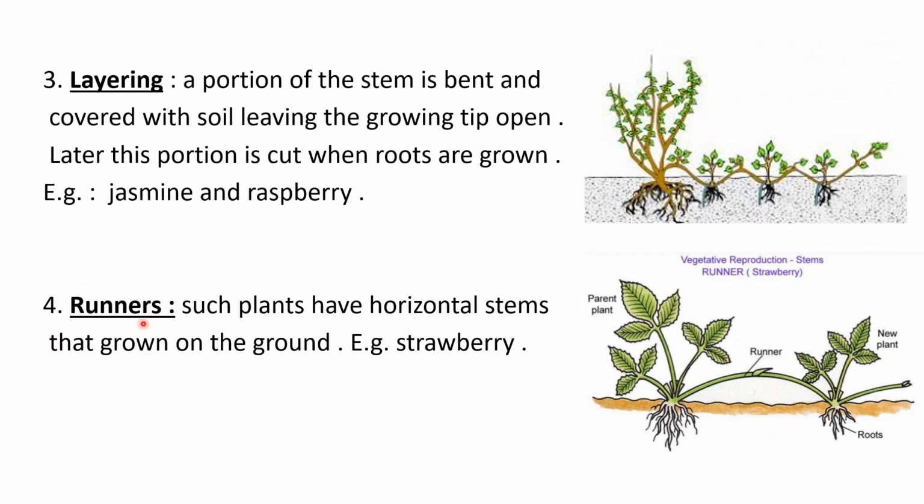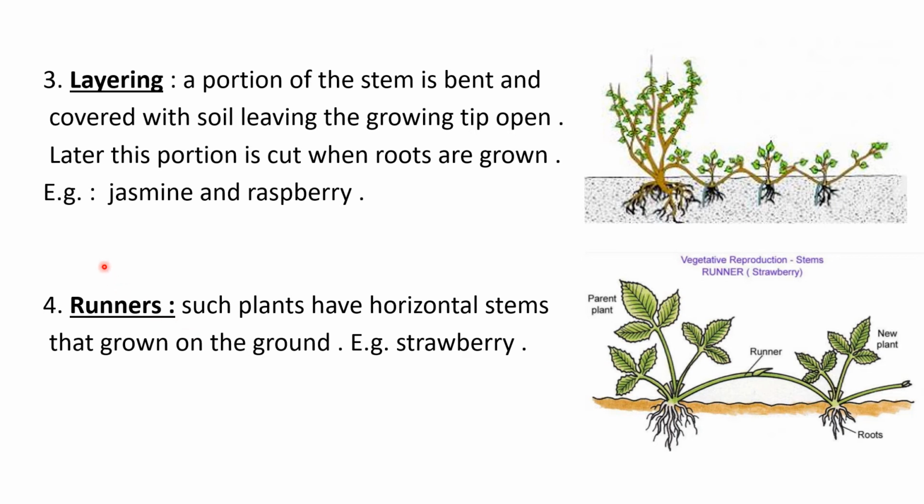Then the next process is the runner. Runners are natural. These plants have horizontal stems. You can see here it has a horizontal stem which grows on the ground and develops into a new plant. Here the roots arise and this runner continues across the whole ground. In this way it runs on the ground. That is why it is called a runner. Such plants have horizontal stems that grow on the ground. You can see this process in the strawberry plant and many other plants.